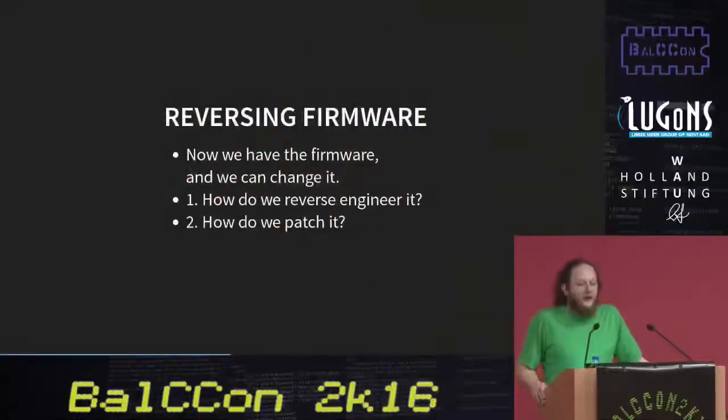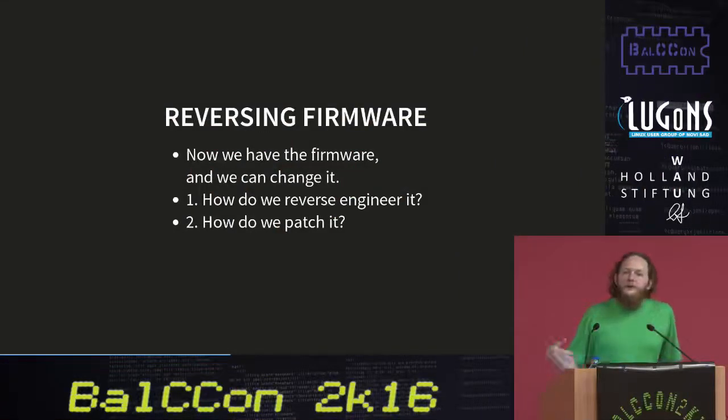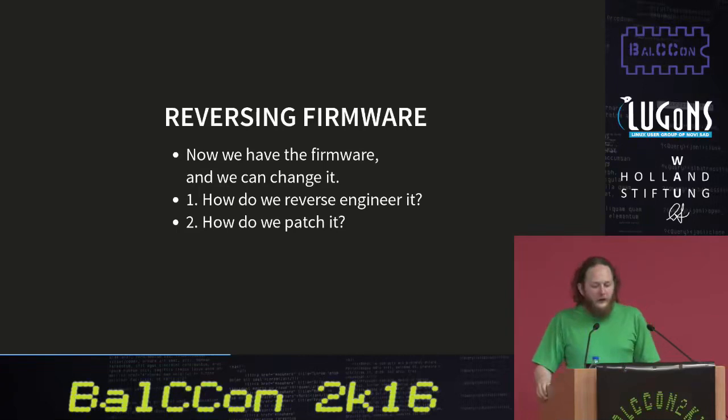But it's at this stage that you need to begin reverse engineering it. So how do you find the useful parts and how do you figure out what they do? And then having found them, how do you make changes to them so that your code instead of their code runs at just the critical portions?